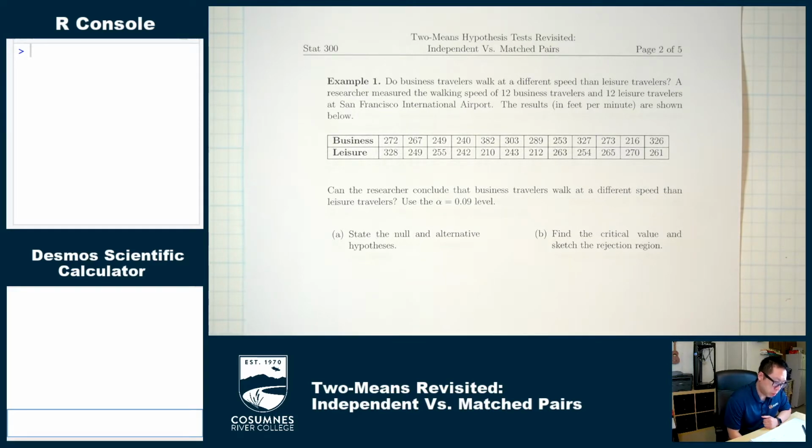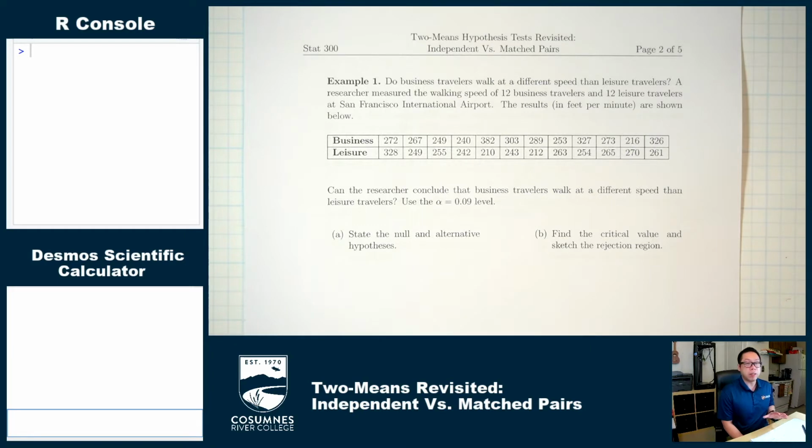A researcher measured the walking speed of 12 business travelers and 12 leisure travelers at San Francisco International Airport. The results in feet per minute are shown below. Can the researcher conclude that business travelers walk at a different speed than leisure travelers? Use the alpha equals 0.09 level.